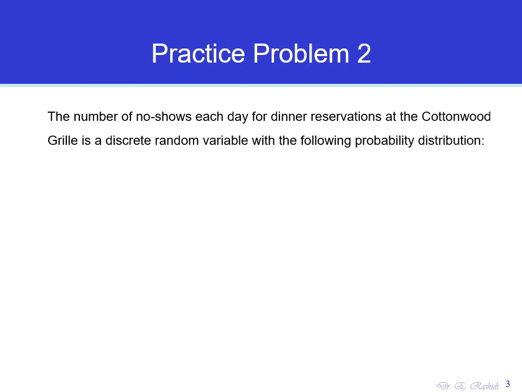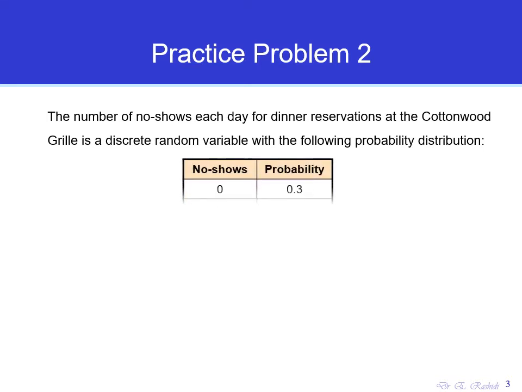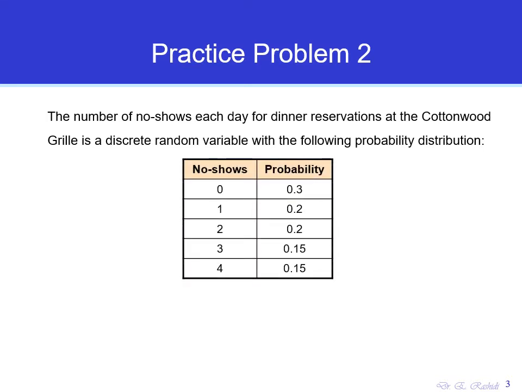Let's do another practice problem. The number of no-shows, that means no show up, each day for dinner reservations at the Cottonwood Grill restaurant is a discrete random variable with the following probability distribution. In the first column, we see the number of no-shows, and the second column shows the probability. For example, the restaurant gets 0 no-shows with the probability of 30%, 1 no-show with the probability of 20%, and so on.